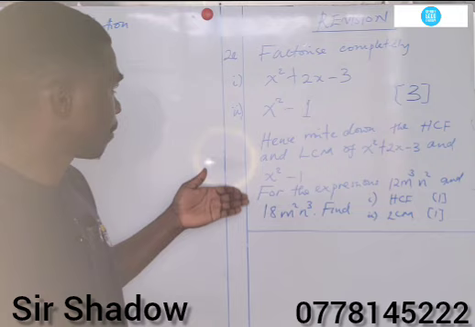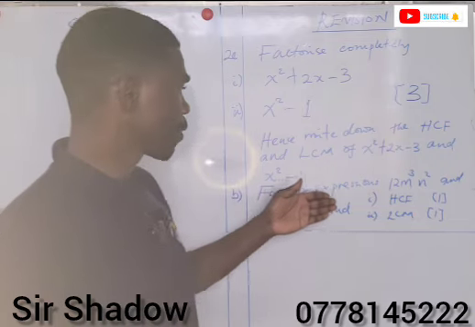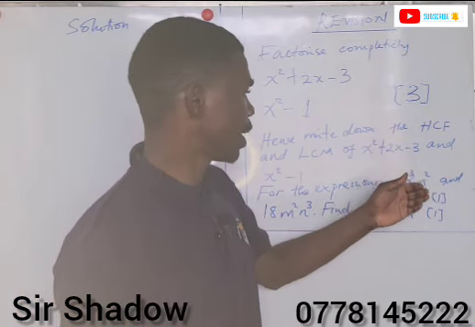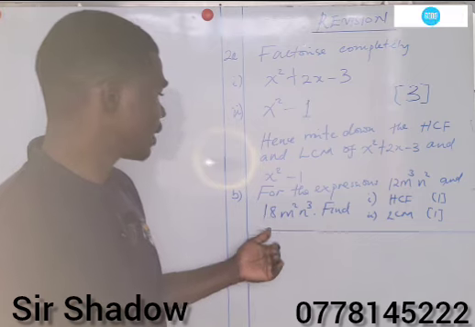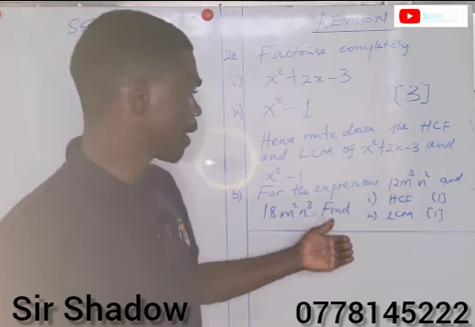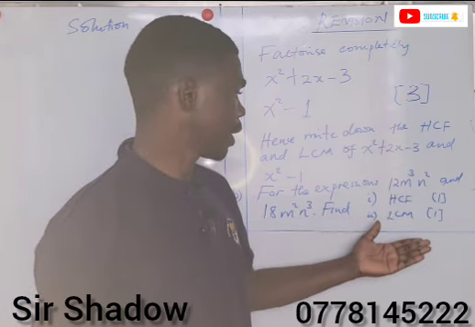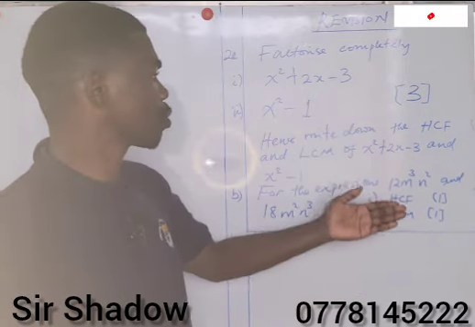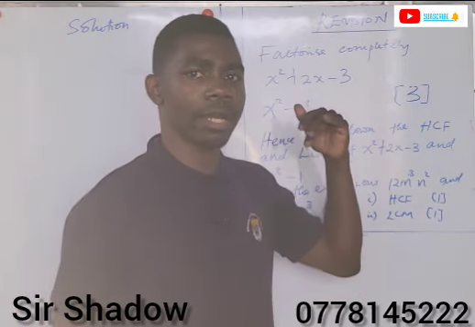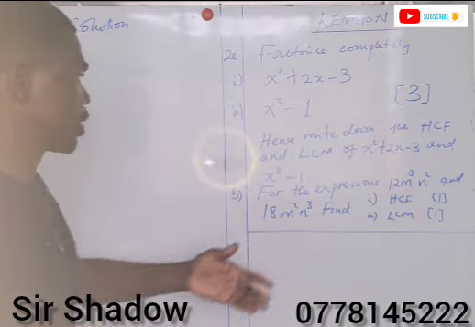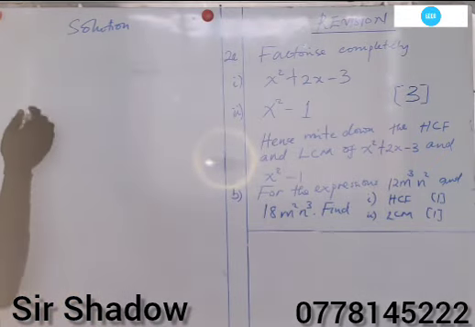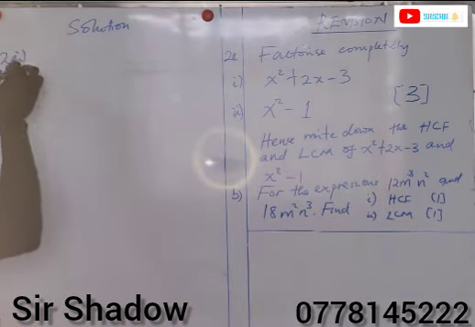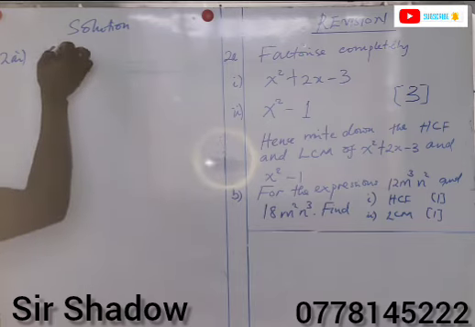Then question 2b, for expressions 12m cubed n squared and 18m squared n cubed, find item 1, HCF, then item 2, LCM. So let's see how to factorize and also how to find HCF and LCM from these given conditions. Let's consider the first part, which is question 2a, item 1. We're asked to factorize.